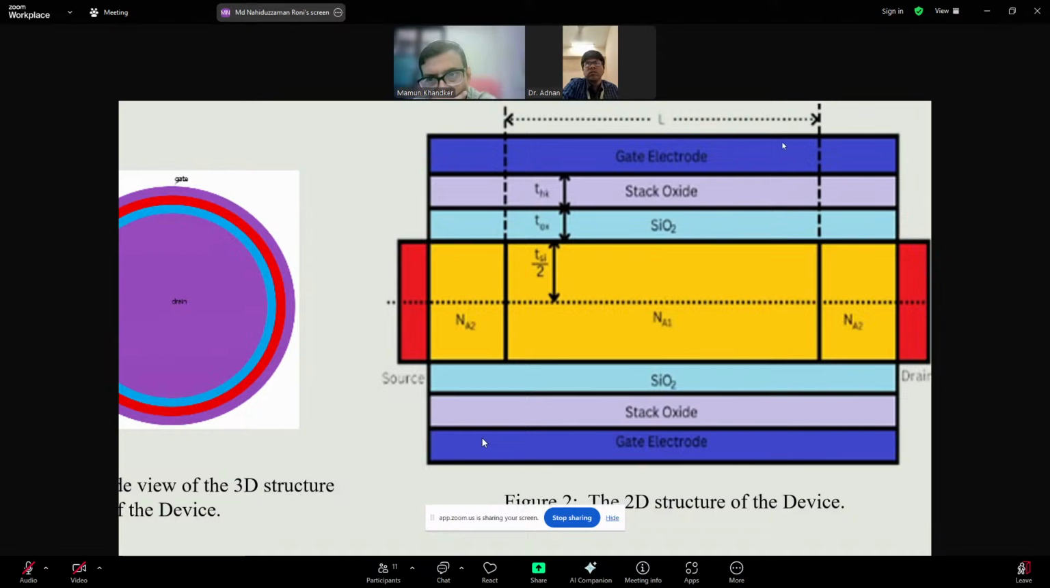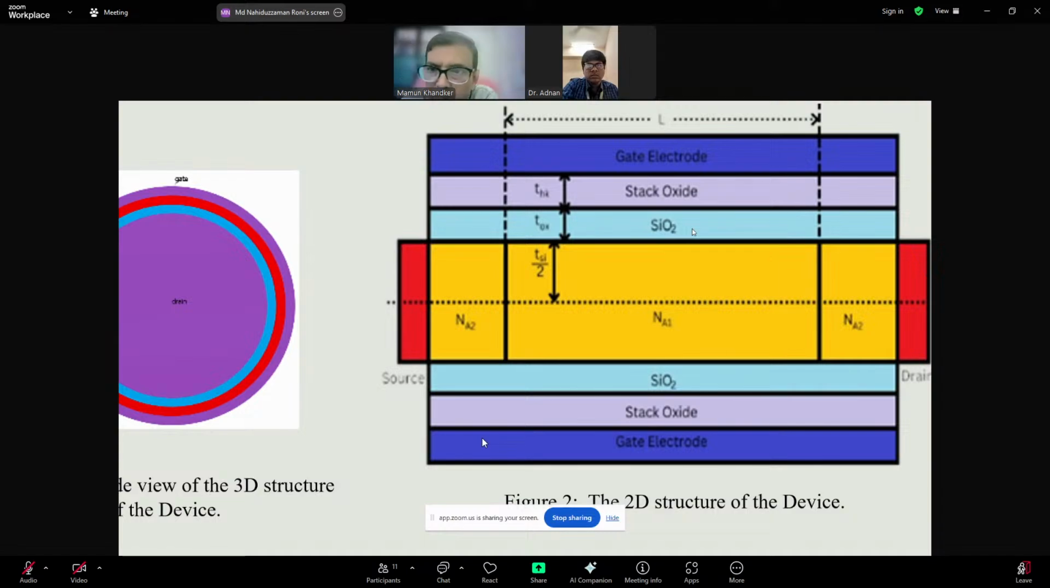So let's say silicon dioxide thickness is T1 and stack oxide thickness is T2. Then total oxide thickness becomes T1 plus T2. That's what we all think, right? But that's not the case. Because of the higher permittivity of the oxide that we are using as stack, like in the parameter table I showed you, 25 epsilon naught. It is for hafnium dioxide.